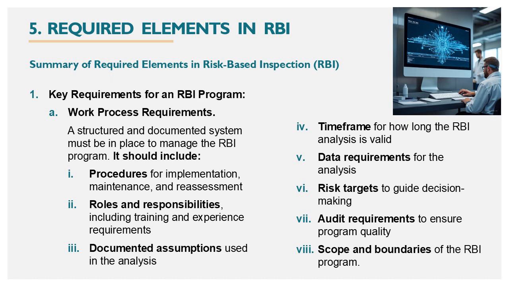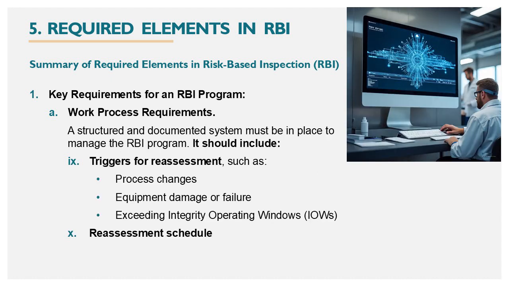Number 7 is, audit requirements to ensure program quality. Number 8 is, scope and boundaries of the RBI program. Number 9 is, triggers for reassessment, such as, process changes, equipment damage or failure, and exceeding integrity operating windows or IOWs. And number 10 is, reassessment schedule.